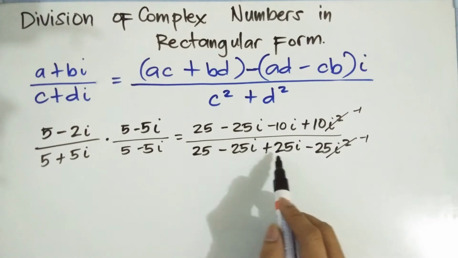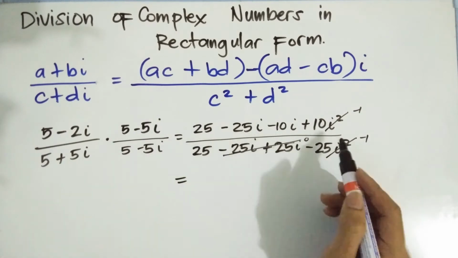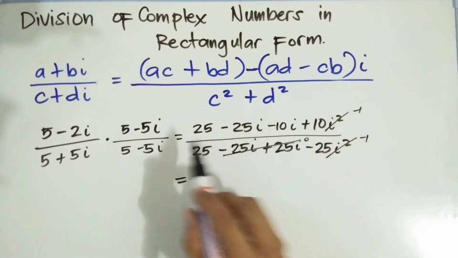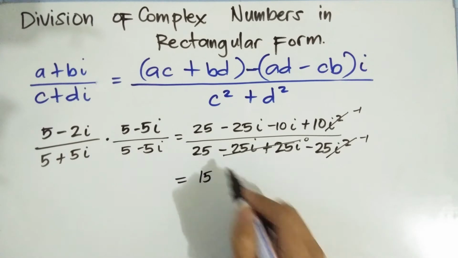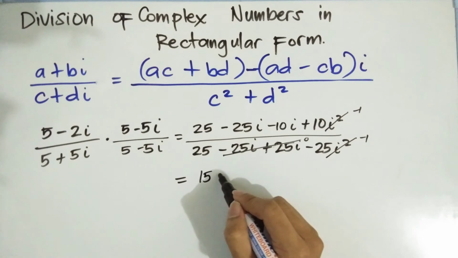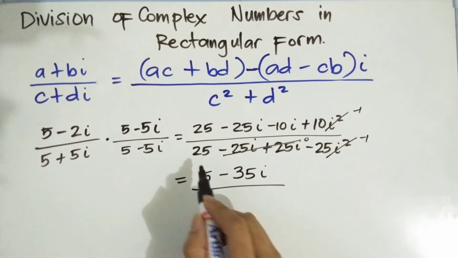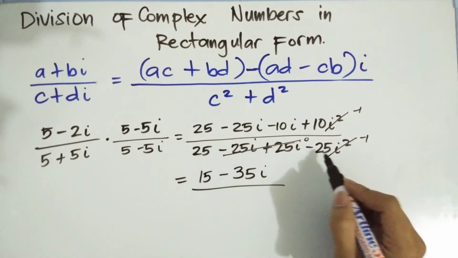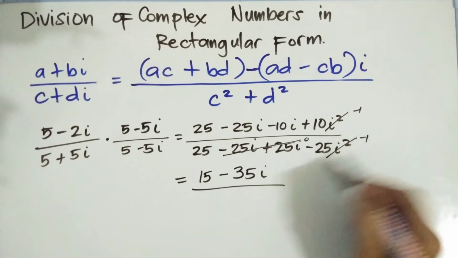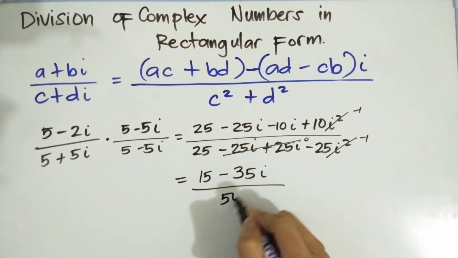Notice here, negative 25i plus 25i will just cancel to 0. So to simplify, we will have 25, this is positive 10 times negative 1, so that would be negative 10. 25 minus 10 is 15. So for the imaginary part, negative 25i minus 10i is negative 35i. Divide this by 25 minus 25 times negative 1 is equal to positive 25 plus positive 25, so that would be positive 50.